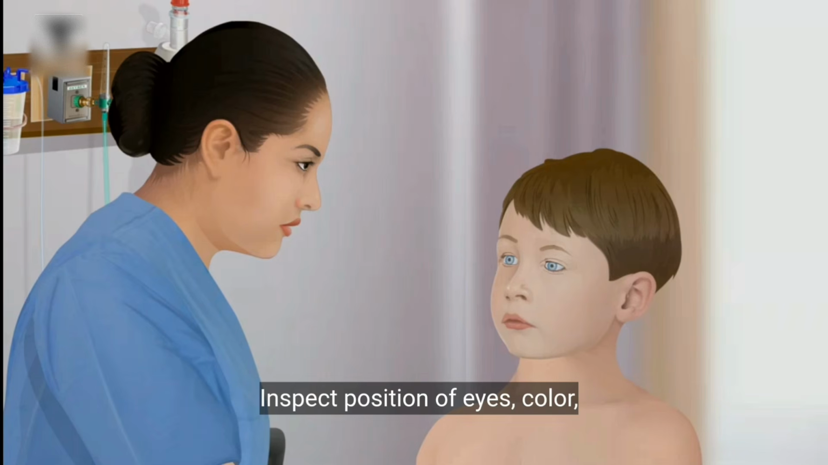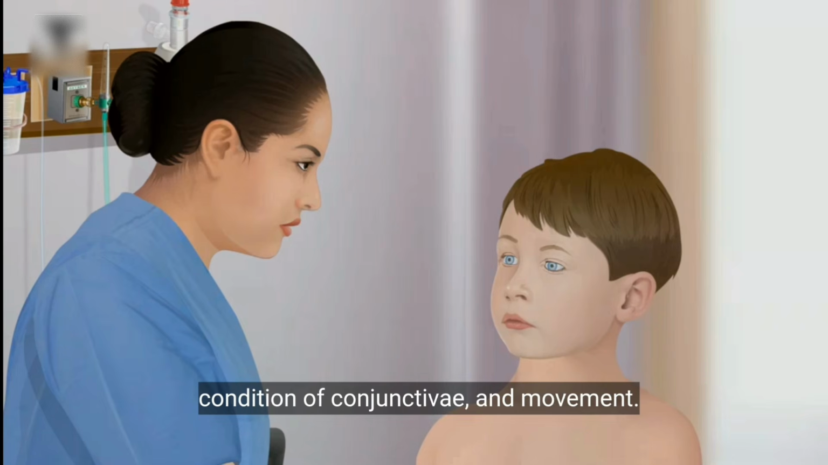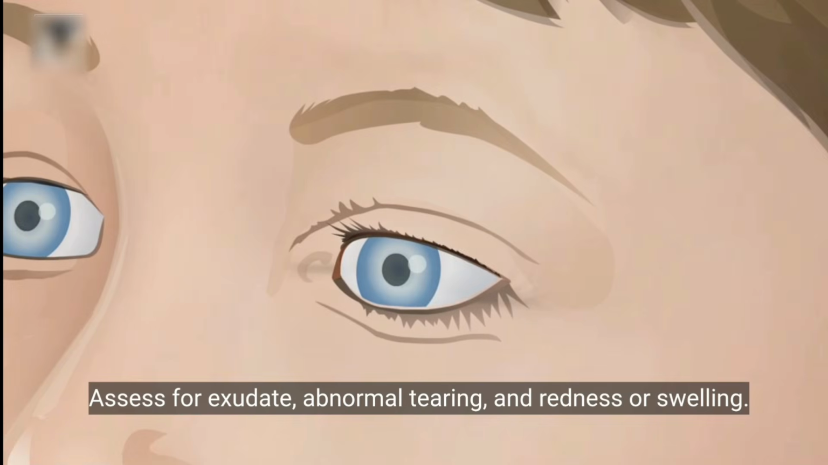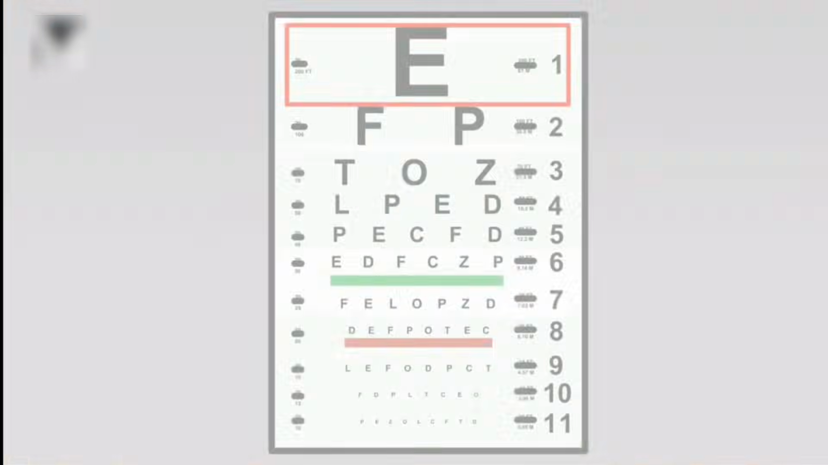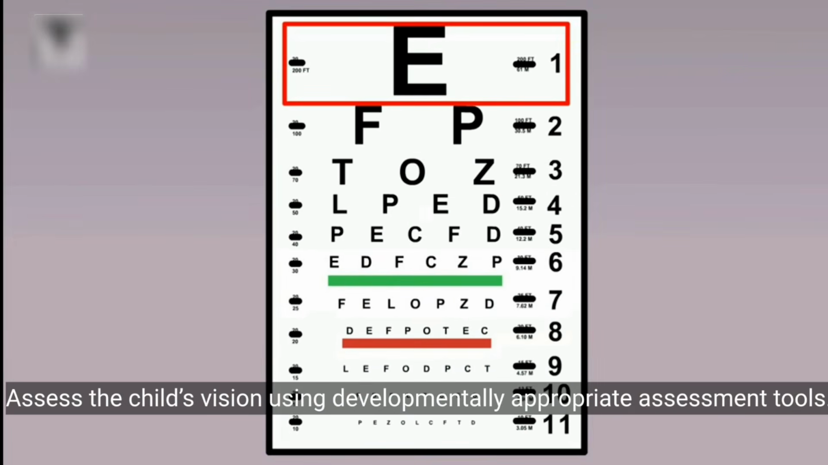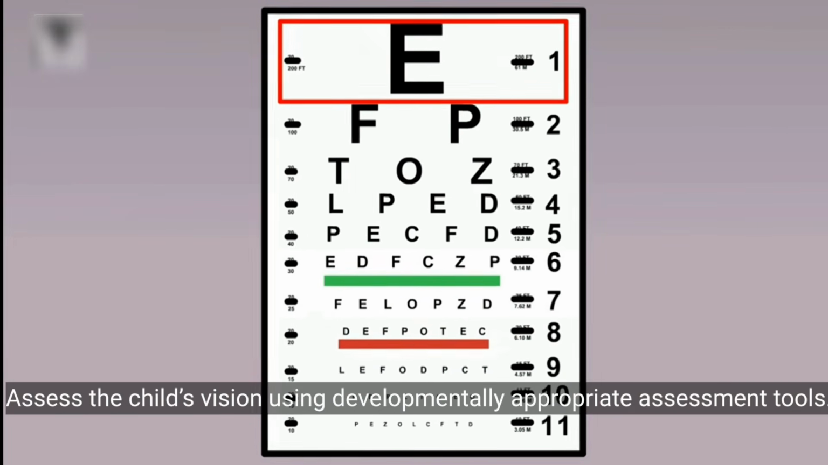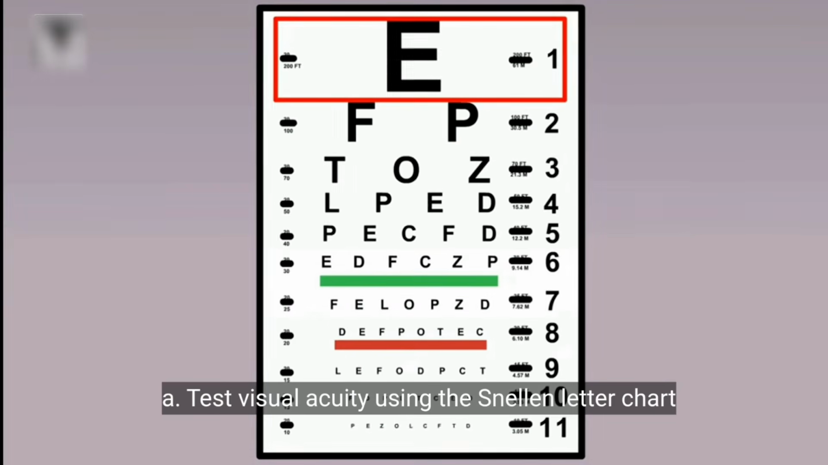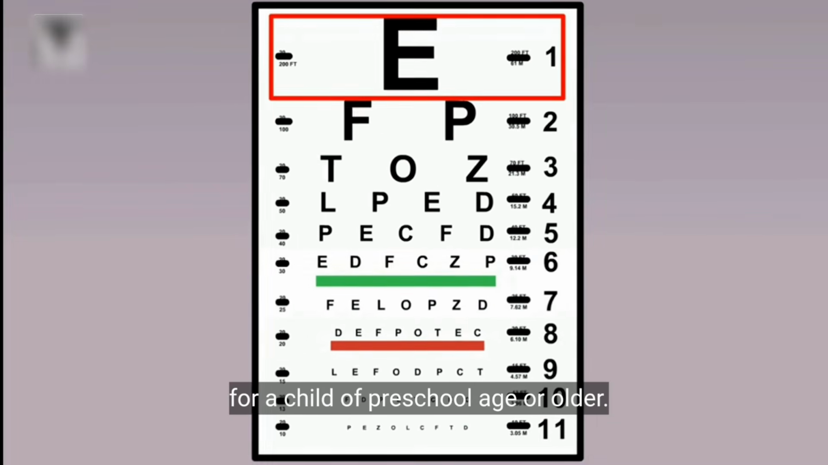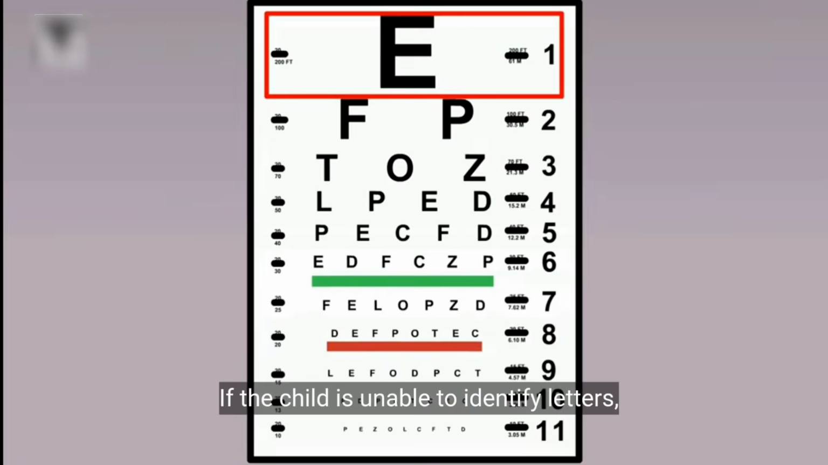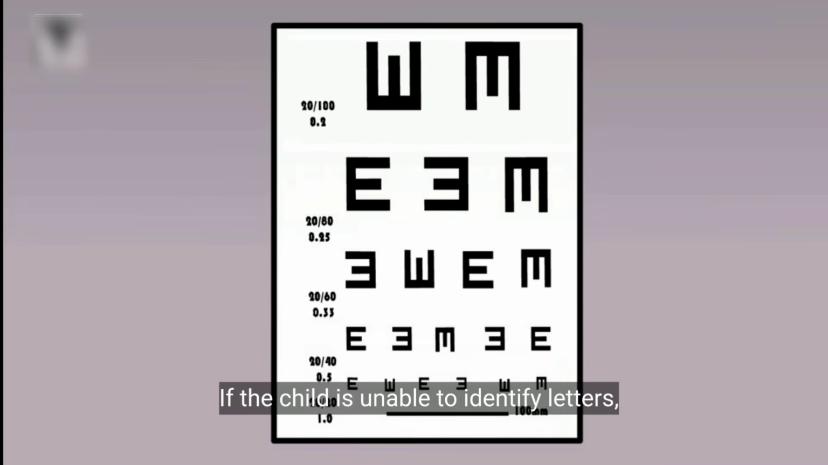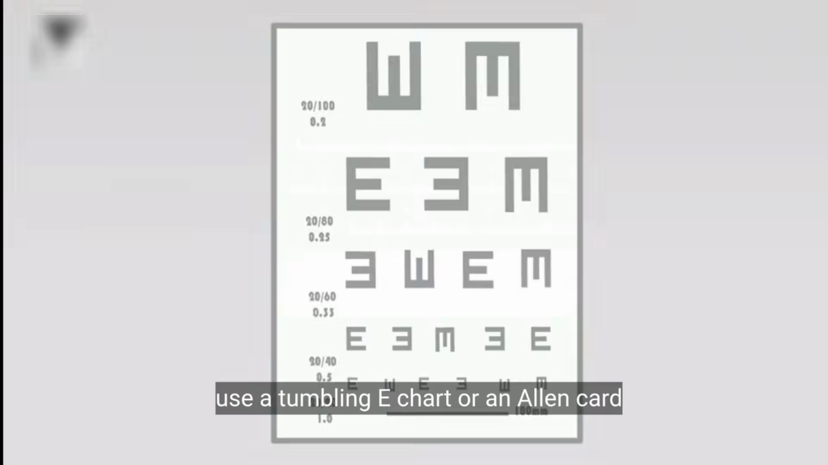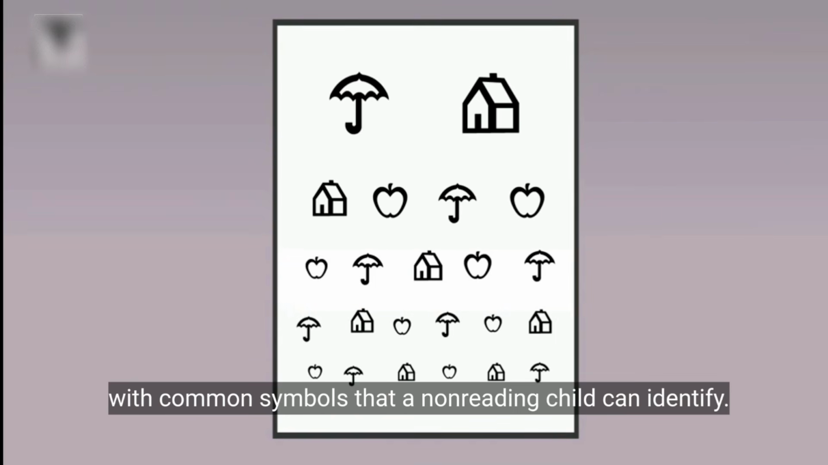Assess the eyes. Inspect position of eyes, color, condition of conjunctiva, and movement. Assess for exudate, abnormal tearing, and redness or swelling. Assess the child's vision using developmentally appropriate assessment tools. Test visual acuity using the Snellen letter chart for a child of preschool age or older. If the child is unable to identify letters, use a tumbling E chart or an Allen card with common symbols that a non-reading child can identify.